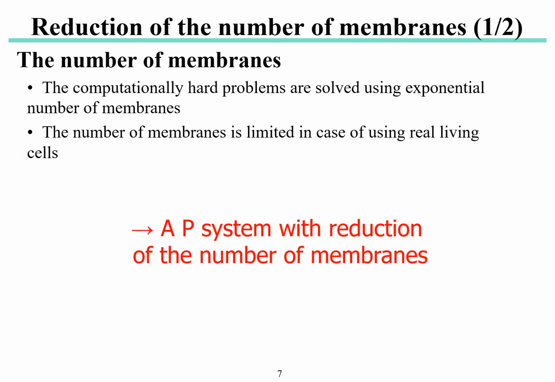However, for the previous P system, there is a problem with the number of membranes. The computationally hard problems are solved using an exponential number of membranes in the previous results. But the number of membranes is limited in case of using real living cells. So we proposed a P system with reduction of the number of membranes.